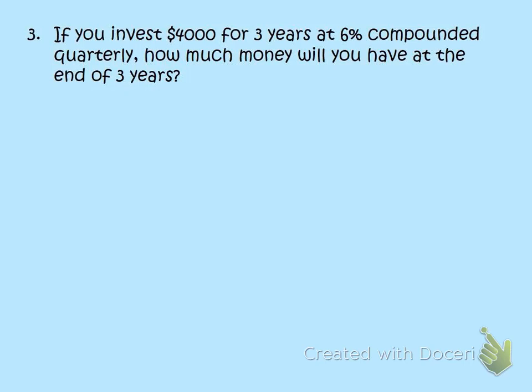All right, so an example of this. If you invest $4,000 for 3 years at 6% compounded quarterly, okay, how much money will you have at the end of 3 years? When it says compounded quarterly versus what we'll see in a second as being compounded continuously, then we want to use this formula here that we just took a look at. Okay, but those are the words you're looking for.